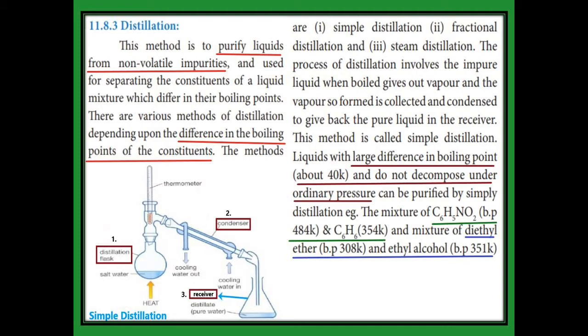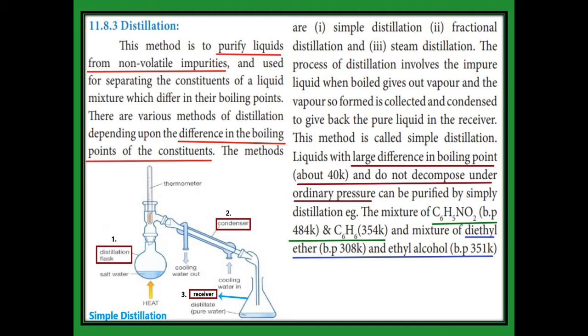On heating, which one comes first? The benzene boiling point is 354, so it will come first. As vapor, afterward on cooling, we get the benzene first. The next one, when heating reaches 484 Kelvin, only then will the nitrobenzene form as a vapor. At that time we can cool it, and we get the nitrobenzene separately.